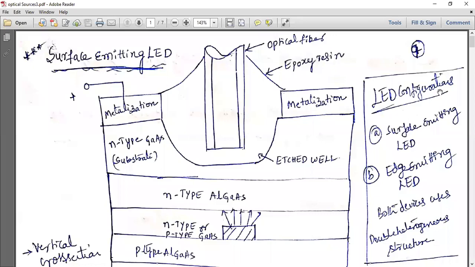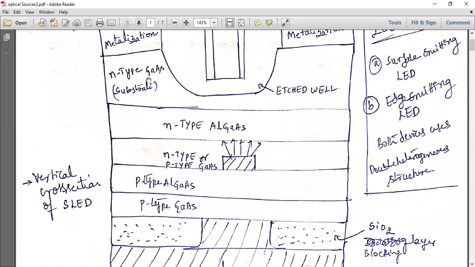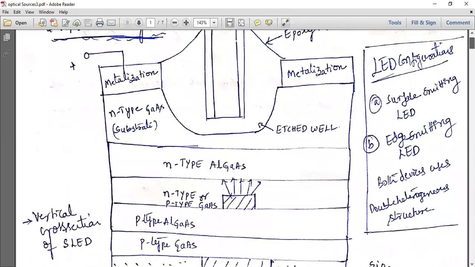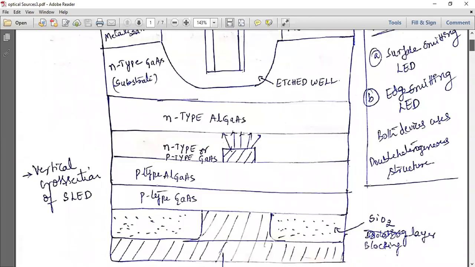Okay, now we'll go one by one. You have N-type gallium arsenide, N-type AlGaAs, P-type AlGaAs, P-type GaAs and the blocking layer. This works in forward bias condition. The N-type is connected to the negative terminal and the P-type to the positive terminal. The input to your LED is the current pulse. That you should remember.